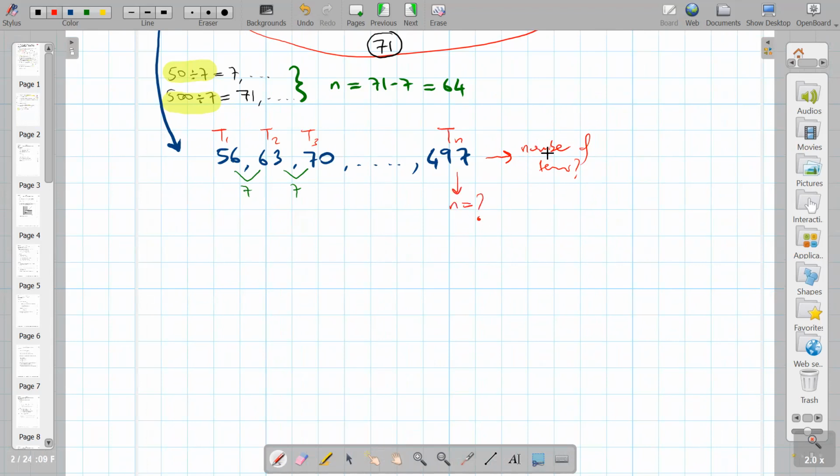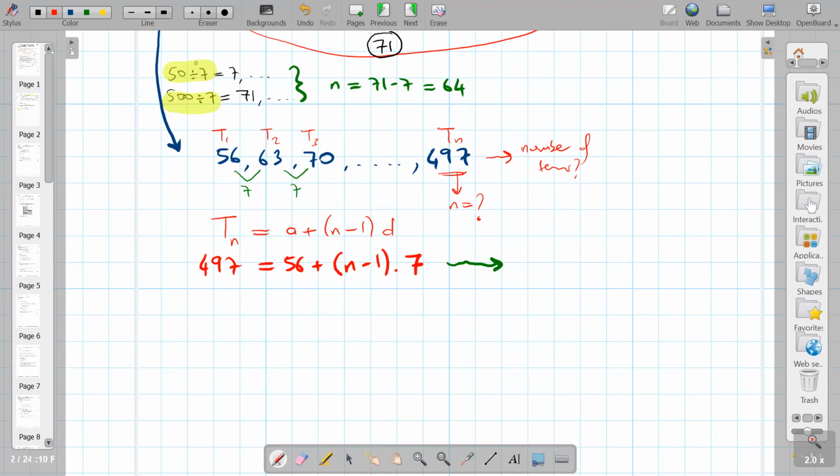So what I know is the nth term, but I don't know the position of that term. Then we can freely use the formula for Tn. Tn is a plus n minus 1 times d. Since I know the last term, the nth term, is 497, and I know the first term, which is a equals 56, and n is what we are looking for, and d is 7. Solving this equation will definitely give me the same answer.